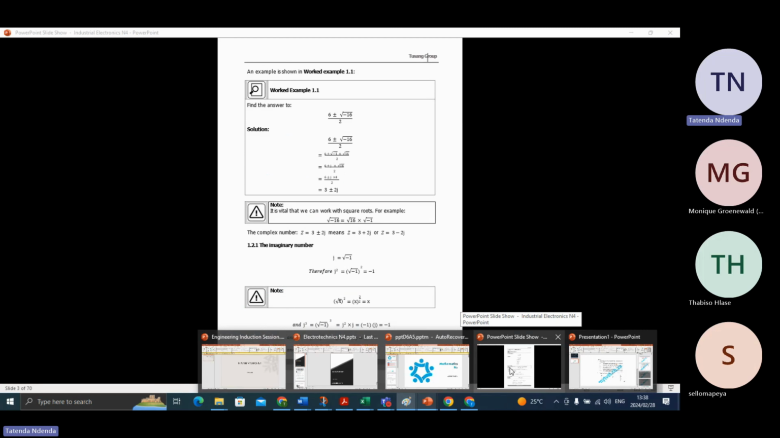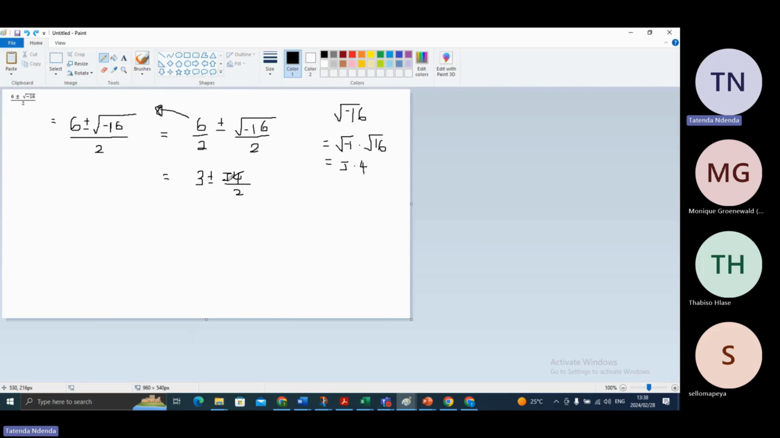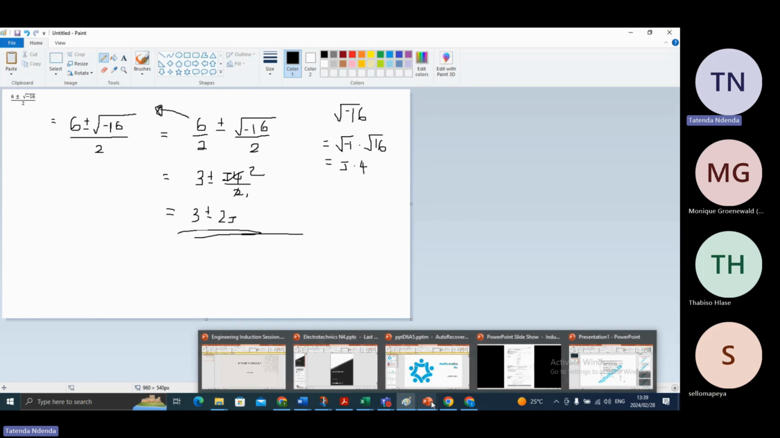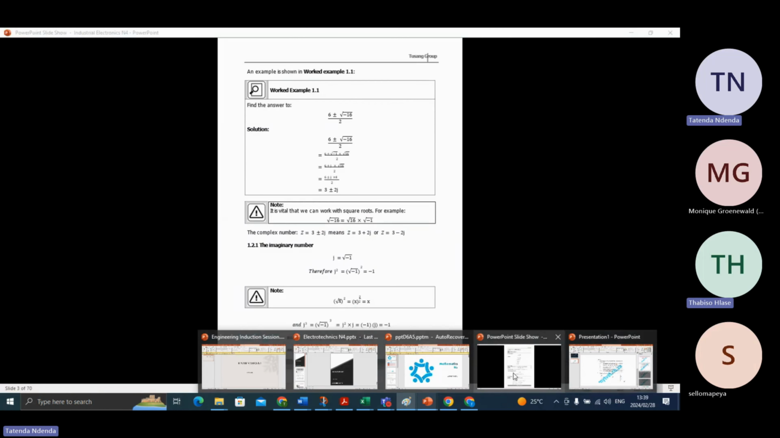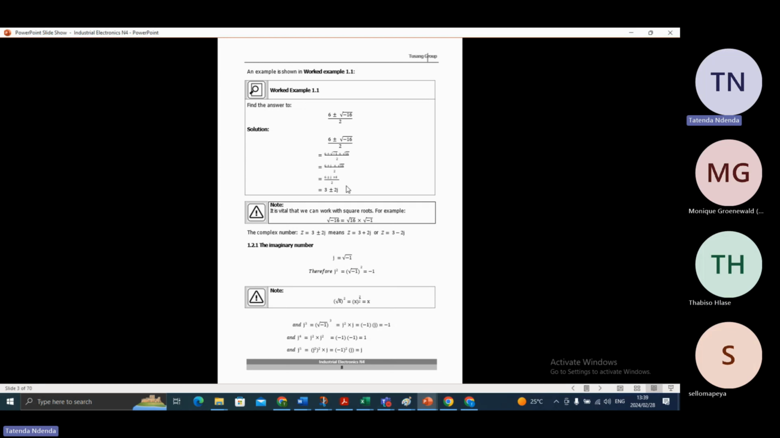Okay, is there anyone with a question on that one, guys? So here we are saying 4 into 4 is what? It's 2 into 2 is 1. Then here is 2. That's why you see that at the end of the day, they're having an answer like 3 plus or minus 2j, like this. So that's the final answer. Yeah, that is the final answer they're getting here.